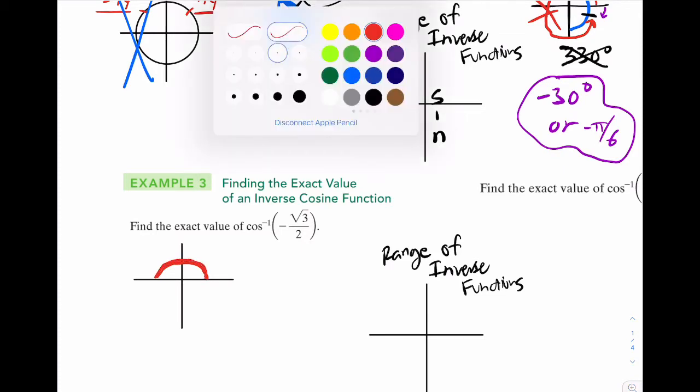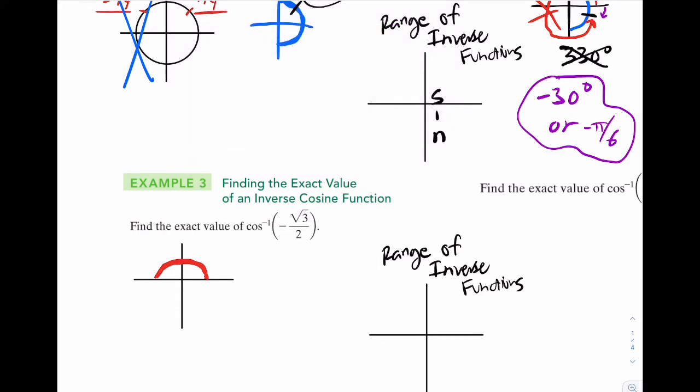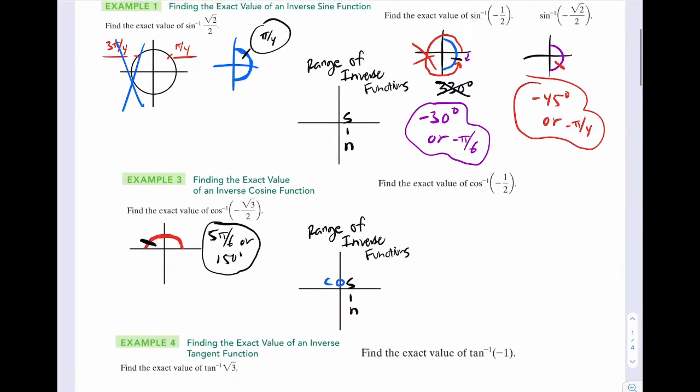So there's our red line right there, quadrants 1 and 2. Let's highlight where negative root 3 over 2 would happen. That's right here. That answer is 5 pi over 6, or 150 degrees. So our cheat sheet, we can add to it now. Sine, watch this, CO, cosine. Fits really well. Let's try one more example.